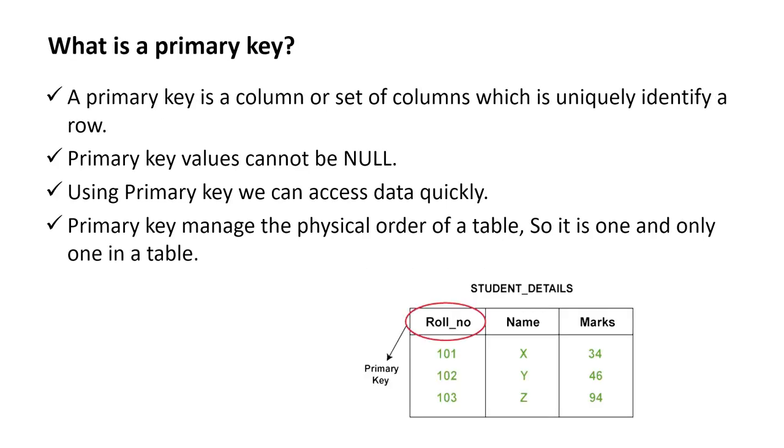What is a primary key? A primary key is a column or set of columns which uniquely identifies a row. Primary key values cannot be null. Using a primary key, we can access data quickly. Primary key manages the physical order of a table, so it is one and only one in a table. See the student detail table below, where roll number is the primary key. In roll number there are unique values 101, 102, 103 and so on.